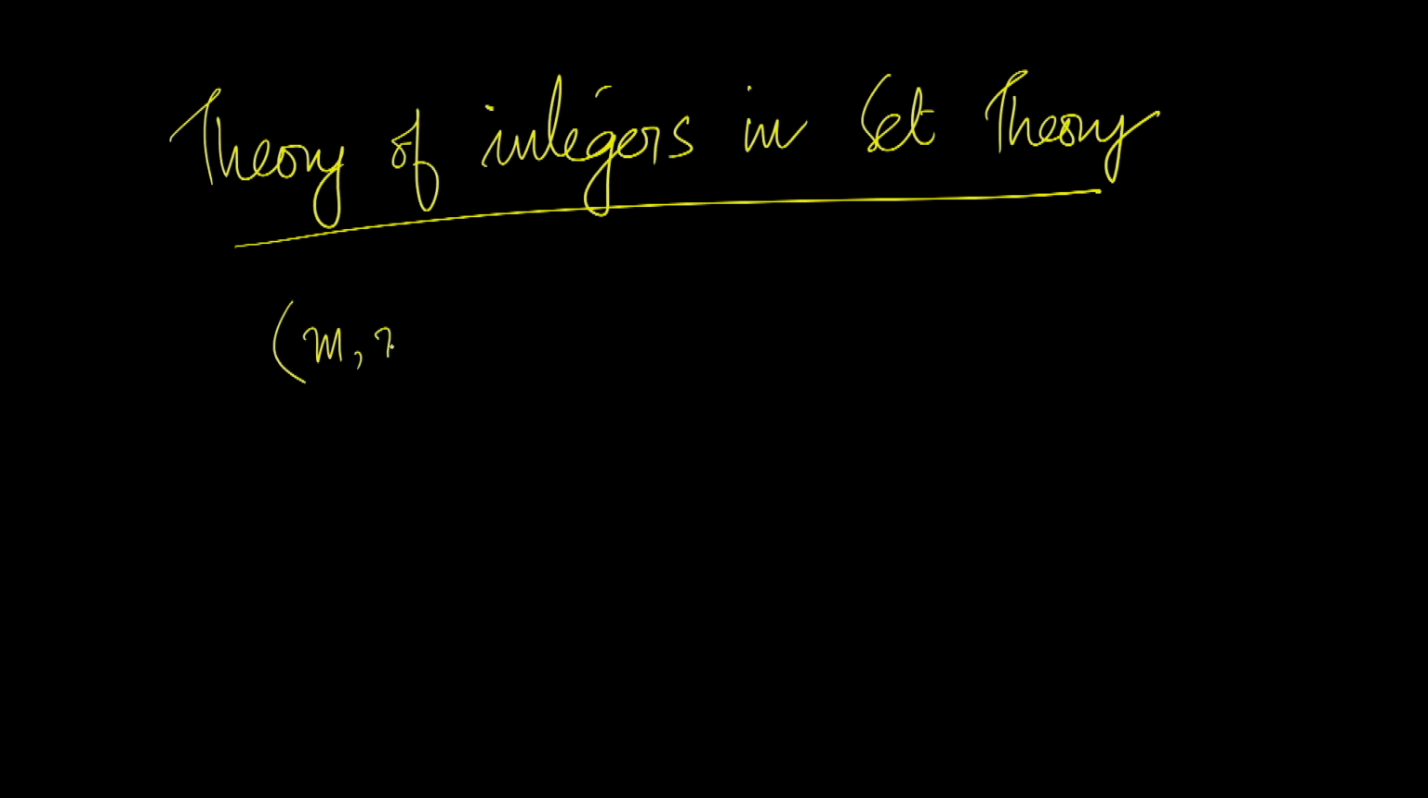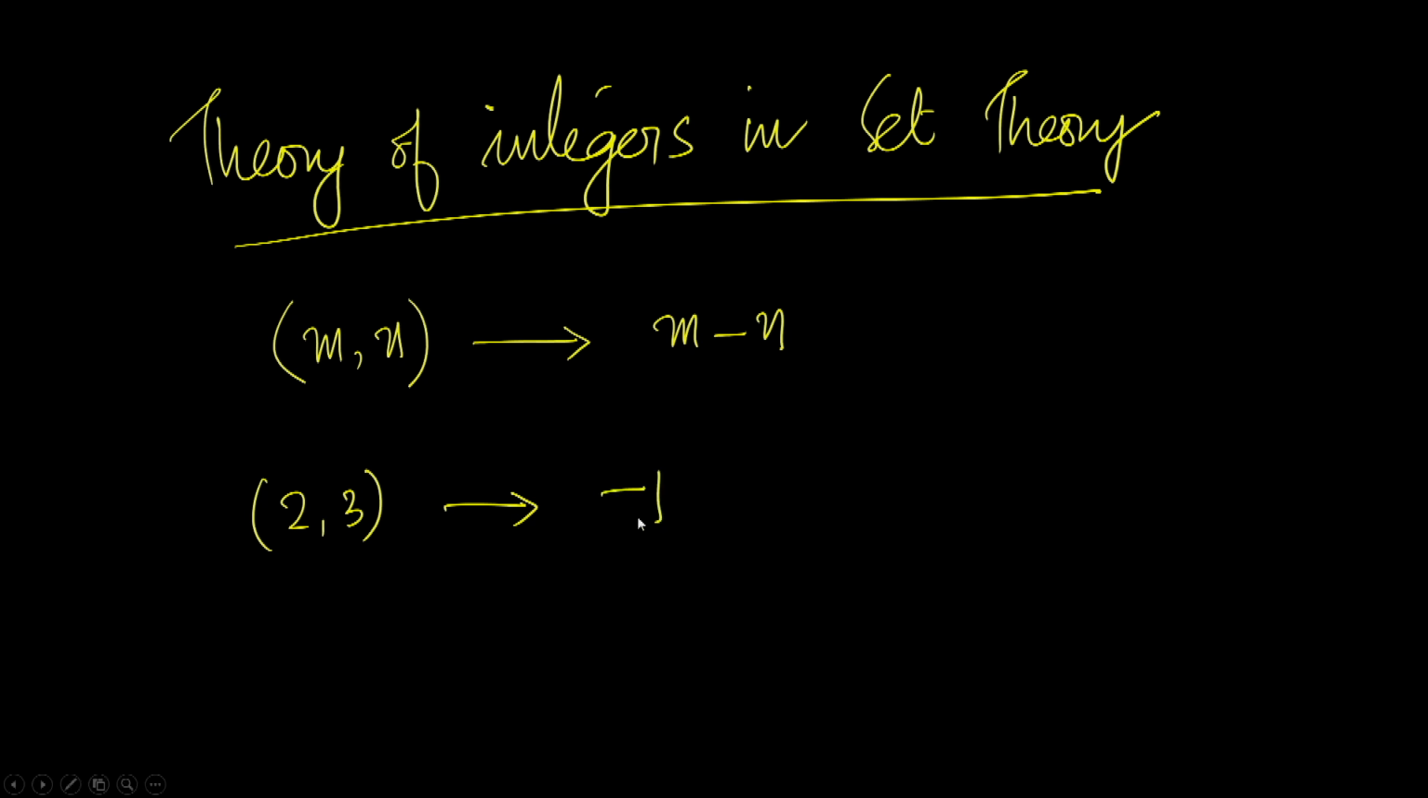Let us consider ordered pairs of natural numbers. If (m, n) is an ordered pair, we would like to associate this ordered pair to the integer m minus n. For example, (2, 3) can be associated to the integer minus 1, whereas (3, 2) will be associated to the integer plus 1. So, we would map ordered pairs of natural numbers onto integers in this fashion.